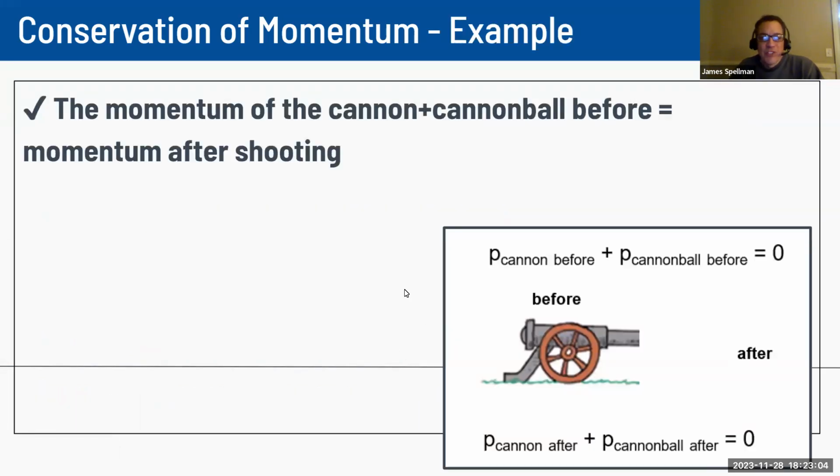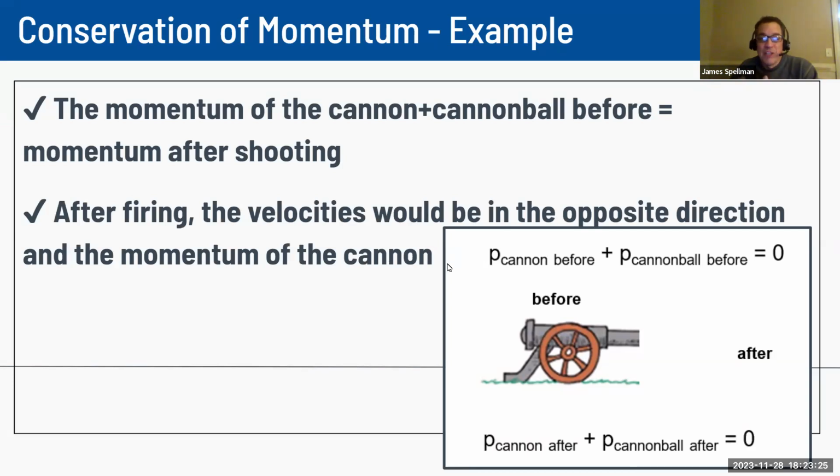A conservation of momentum example where we're not really involving any numbers would be thinking about something like firing a cannon. So the momentum of the cannon and the cannonball before and after it was shot. Again, the law of conservation of momentum says whatever momentum we have before should be the same as we have afterwards.